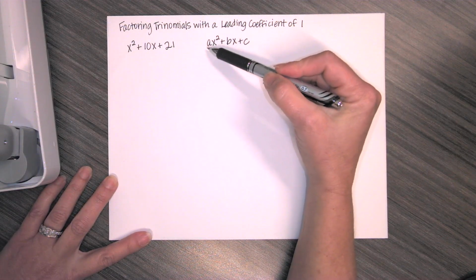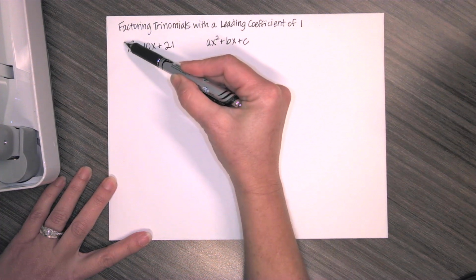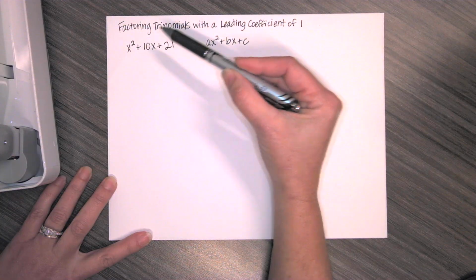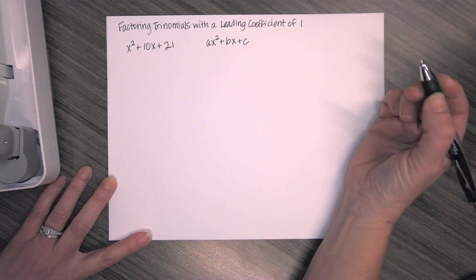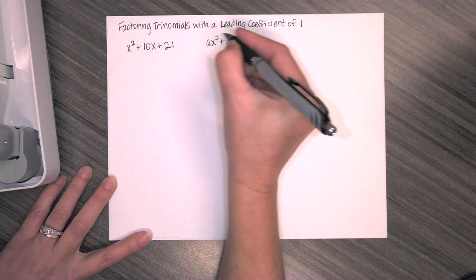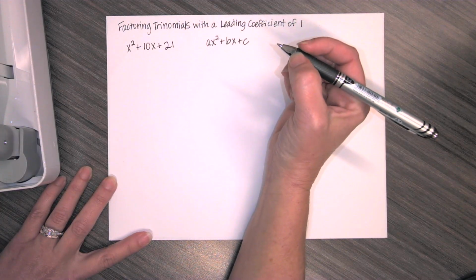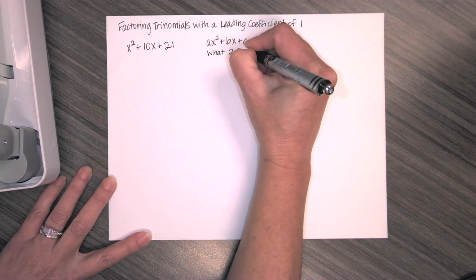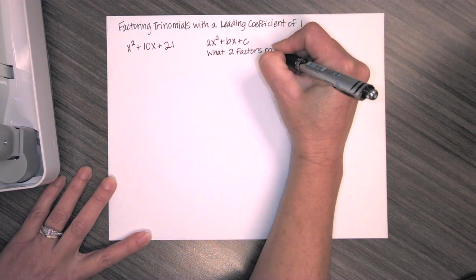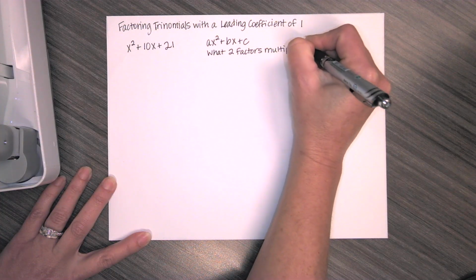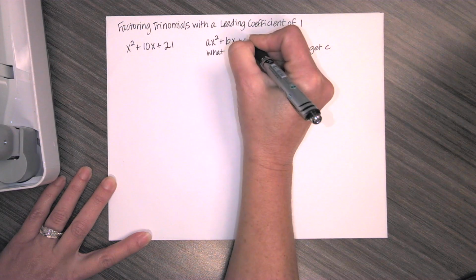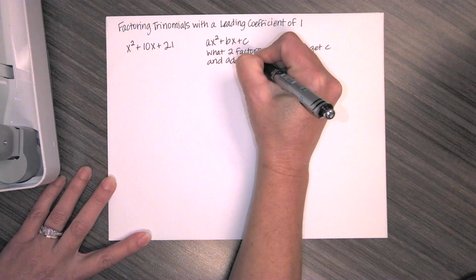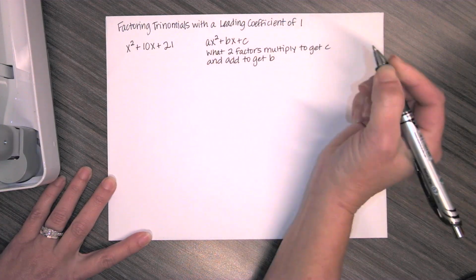So the coefficient in front of the x squared term is your a, which in this case is a 1. The coefficient in front of your x term is b, in this case that's the 10, and your c is 21. And so when we have a trinomial in this form with the leading coefficient of 1, what we're looking for is what two factors multiply to get c, whatever this number is, and add to get b, whatever this middle coefficient is.